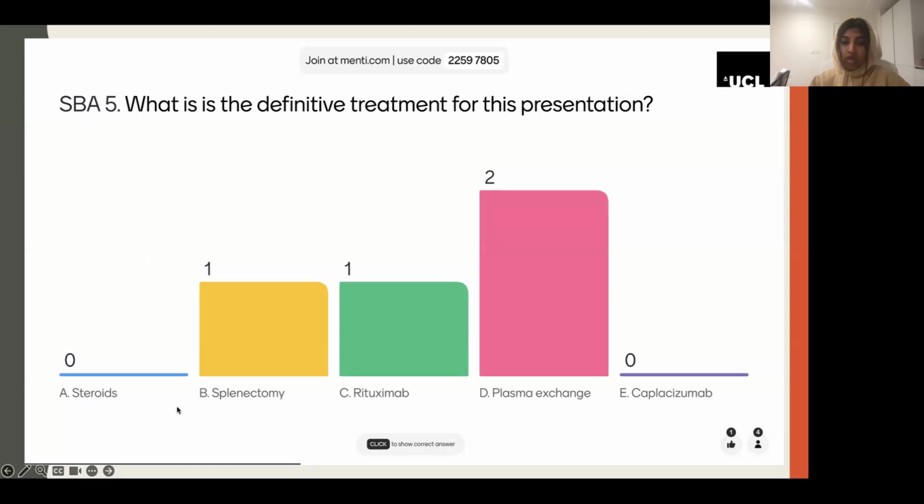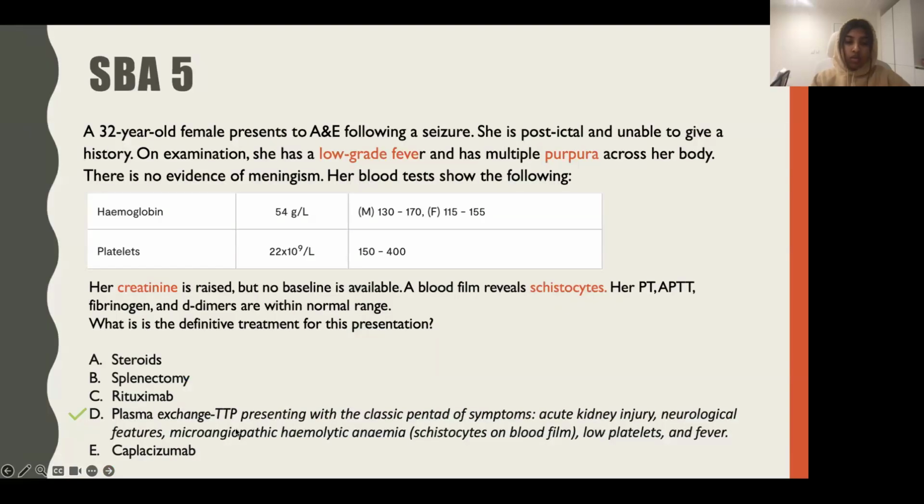Okay, so some people said splenectomy, someone said rituximab, and two people said plasma exchange. Interesting. Let's see. Yeah, so the correct answer is plasma exchange. So again, this is a classic example of TTP, thrombotic thrombocytopenic purpura.